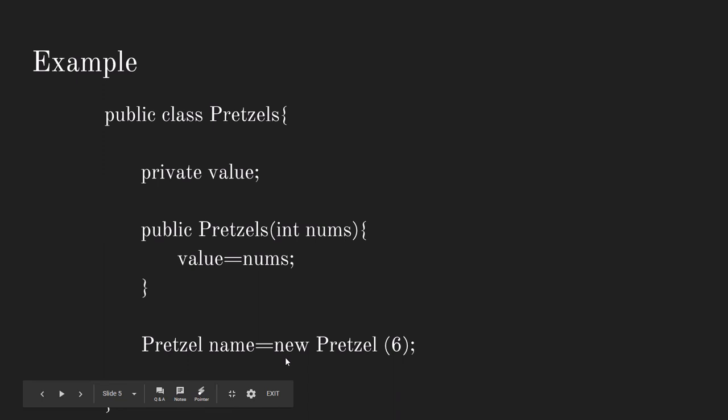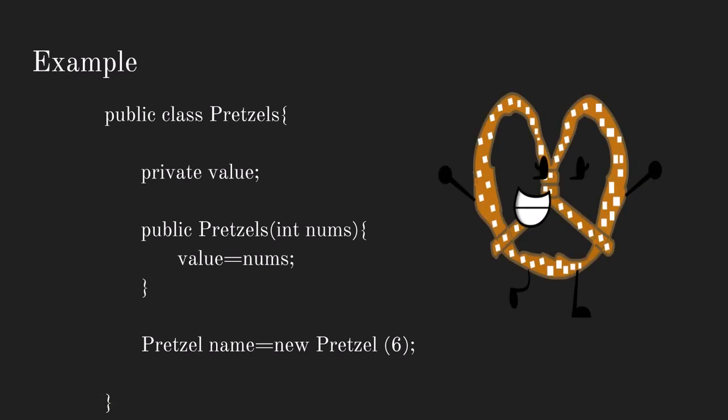And then equals, and then note the word new is very, very important. So the class name, then whatever name you want, equals new, and then the class name again, and then based on what the parameter is, you will want to insert a value that corresponds to that parameter. In this case, it's an integer called nums, so we want to pass an integer. So let's say pretzel name equals new Pretzel with a value of 6, so then the object now has a value of 6. Yay, pretzel.